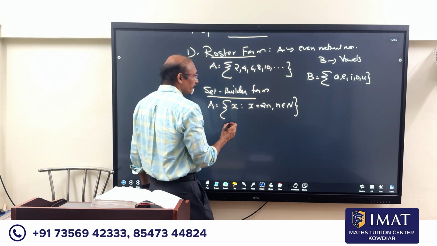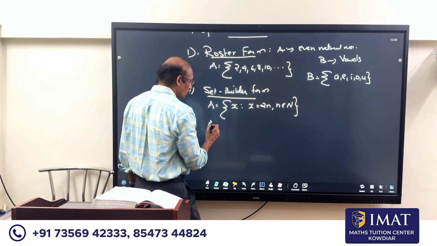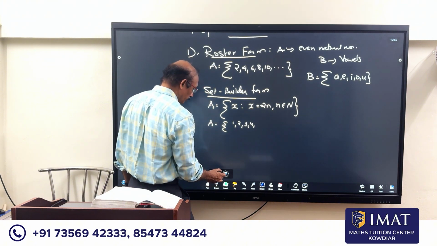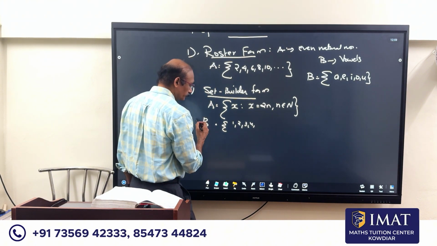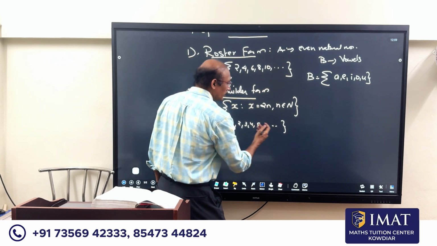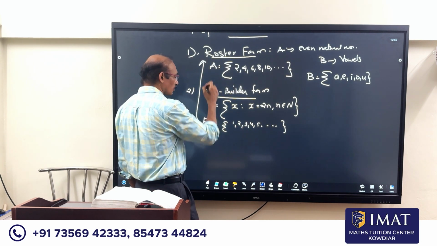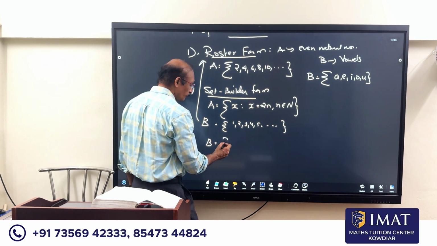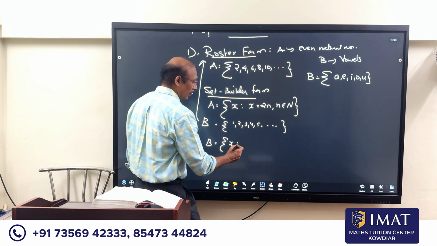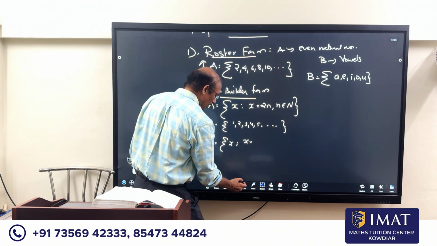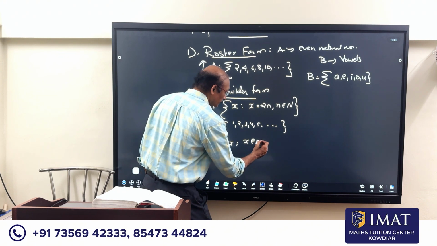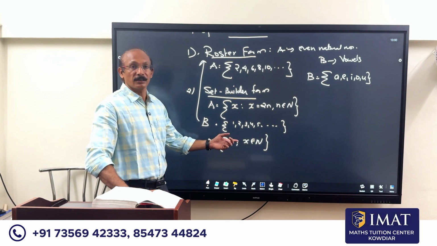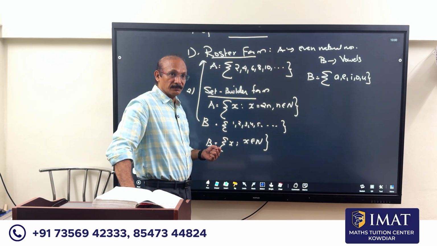Okay, so for example, I take a case like this. I'll name this as B: 1, 2, 3, 4, 5, 6, etc. You know these are natural numbers. The representation is the roster form. Let me represent this in the set builder form. So B is equal to x such that x is an element of N. What does N stand for? Natural numbers. So this becomes the set builder representation of the set of natural numbers. I hope this is clear.